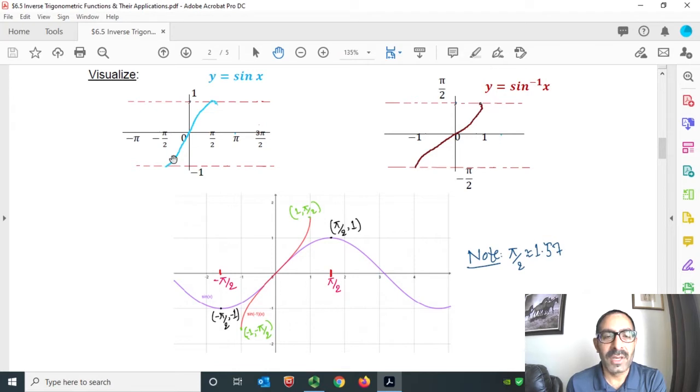Because any horizontal line crosses the graph only at one point. So this piece of the sine function is 1 to 1. Then we can define its inverse. The inverse is then this one.